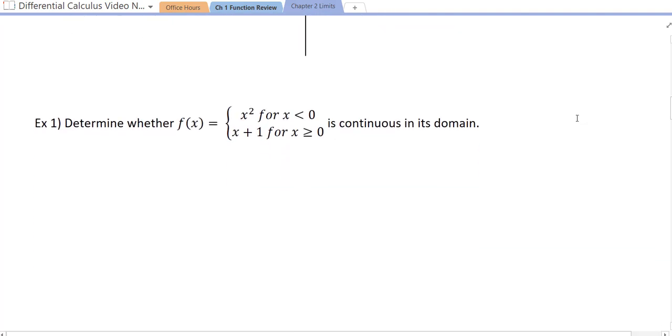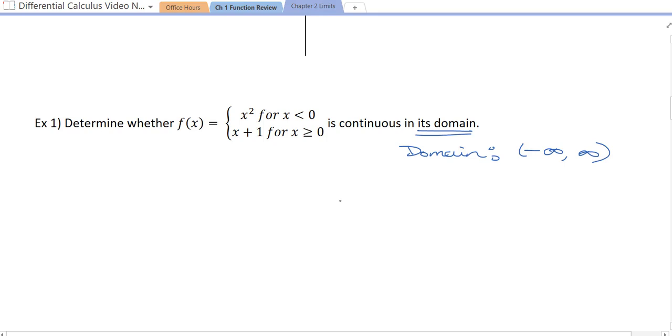So let's try another example. Determine whether f of x equals this function is continuous in its domain. When it asks you to determine whether something is continuous in its domain, it's really important to know what the domain is. It's defined when x is less than 0 to be x squared. X squared normally has domain all real numbers, but we're just taking the x's that are less than 0. And y equals x plus 1, the domain is also all real numbers, and we're taking that part when x is greater than or equal to 0. Together, they make up the entire real line. So the domain is all real numbers.